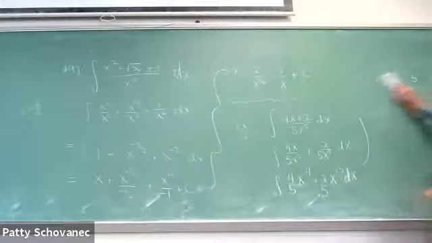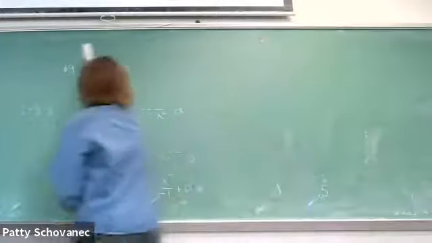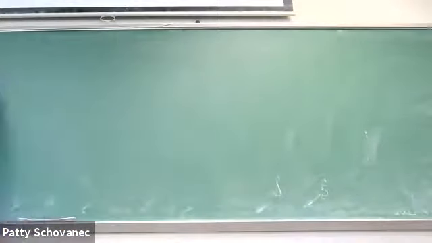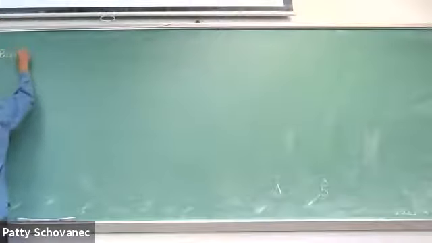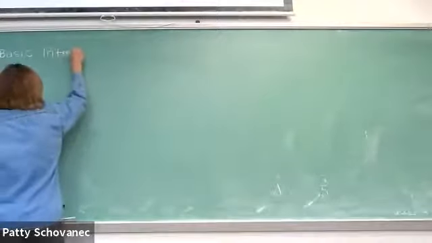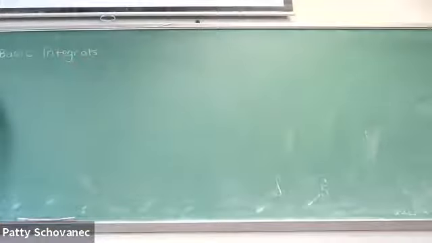Okay. So as an overview, we have our basic antiderivatives in section 5.1. In section 5.2, we had an introduction to what a Riemann sum was by looking at left sums and right sums to approximate area under the curve.